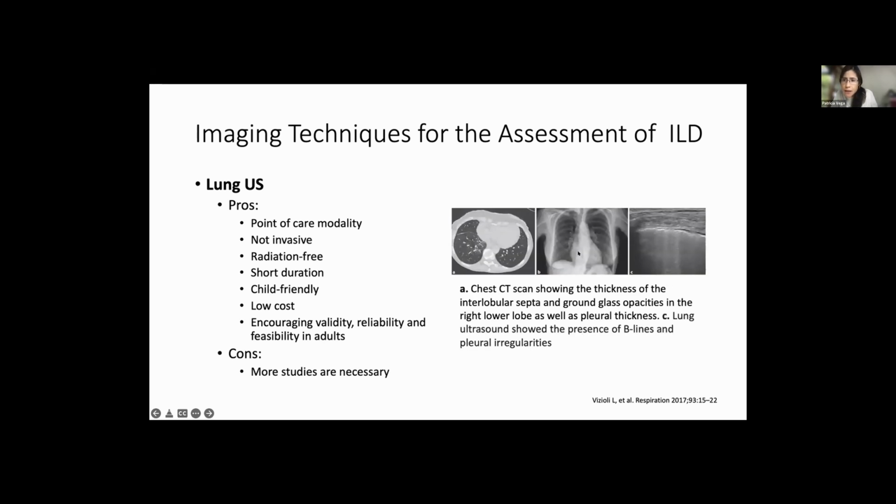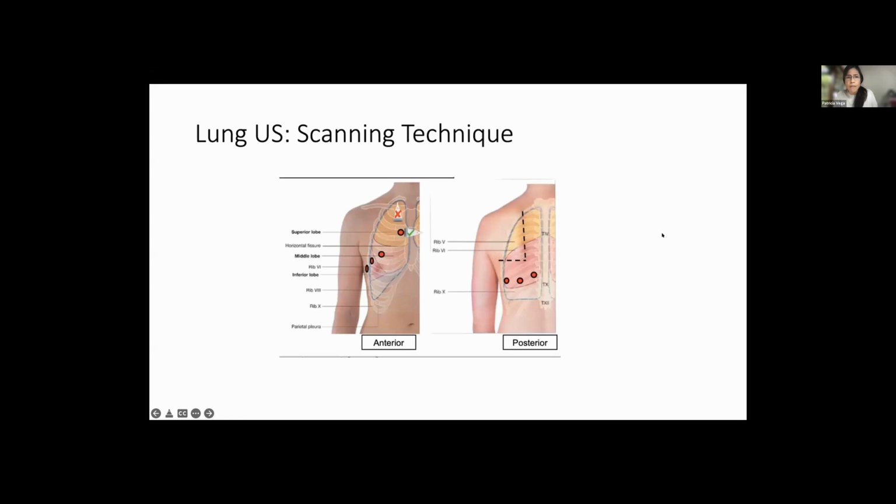So this is the same example of the patient I was showing you earlier. And this is the lung ultrasound in that patient, in which we're seeing the pleural line is thick. I will get into that a little more. So when we heard that they are doing it in adults, we wanted to understand if lung ultrasound could be a technique that we can use in children.